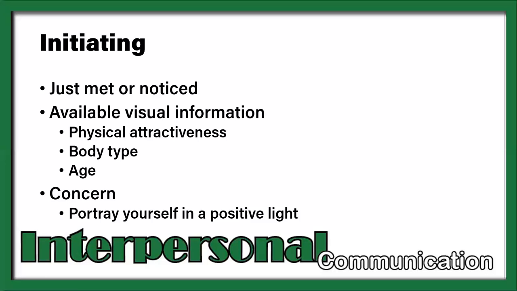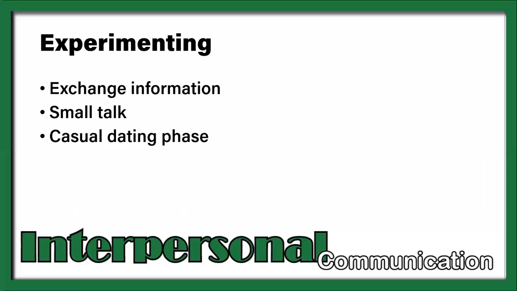So we go from initiating into experimenting, and in this level, we're going to look more at exchanging of information. So information that's things like, what's your major or where you grew up, like general demographic stuff. And then you might have a little bit of small talk, things that aren't really important, but you feel kind of safe to discuss with another person. And this is more like a casual dating phase, maybe when you're connecting with a person.